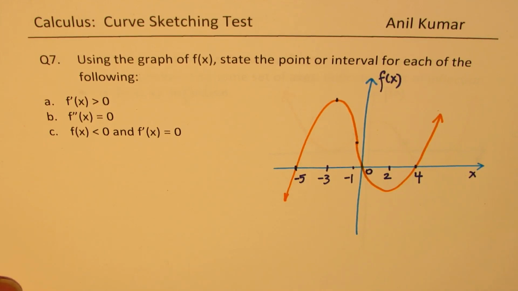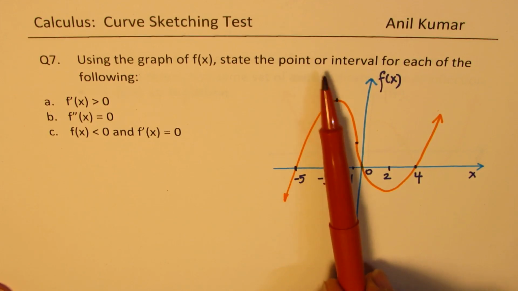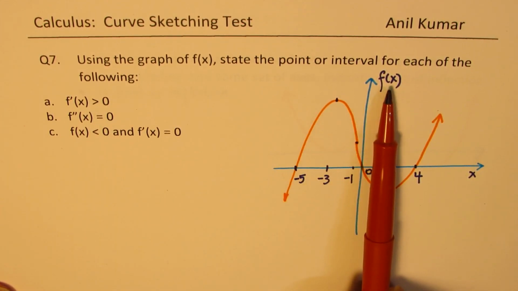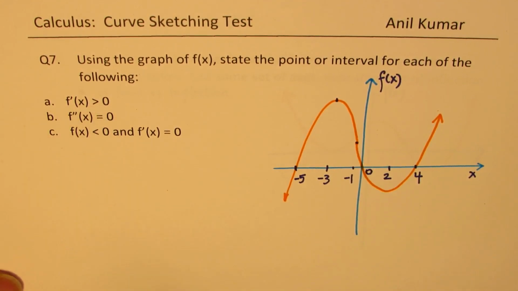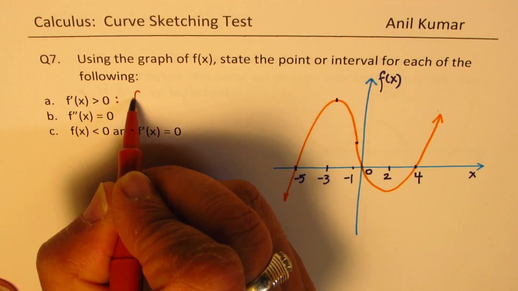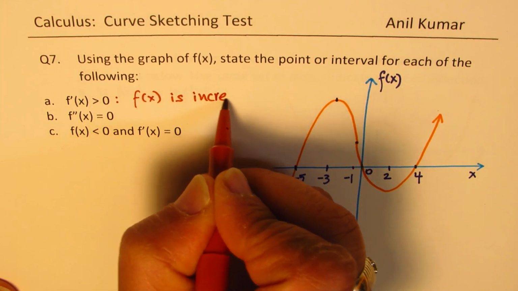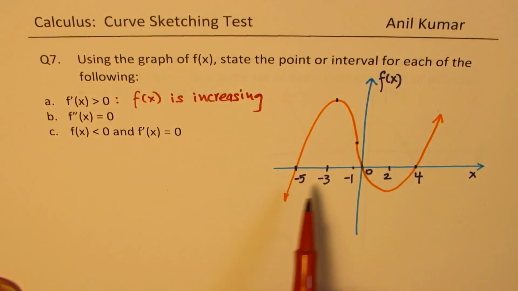Question number 7. Using the graph of f of x, state the point or interval for each of the following. So that is the graph for the function f of x. Derivative is greater than 0. So derivative is greater than 0 means what? The function is increasing, right? That means f of x is increasing. Now with that in mind, I'd like you to write down the interval.